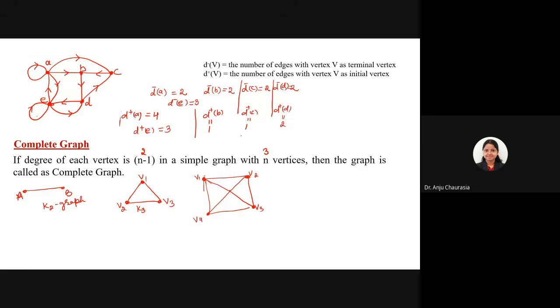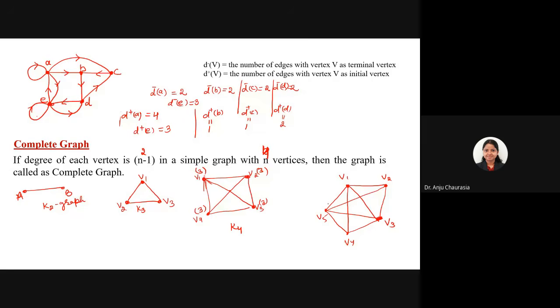Now students, how many vertices here? 4. n is equal to 4 here. Is this a complete graph or not? We have to check the degree of all vertices. 1, 2, 3, degree of V1 is 3. 1, 2, 3, degree of V2 is 3. 1, 2, 3, degree of V3 is 3. V4 is 3. So this is in the category of complete graph. This is a special kind of graph, a complete graph, and you can say this is K4.